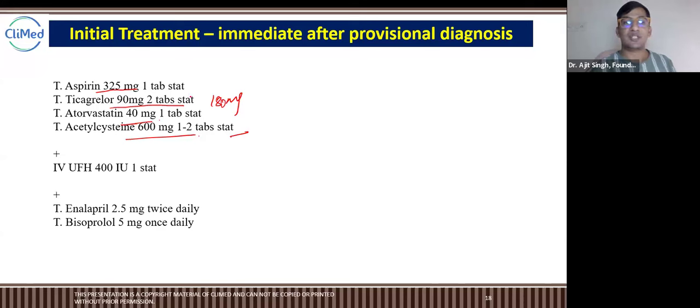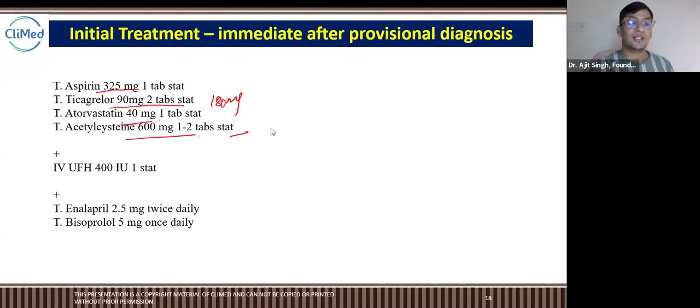Why 180 mg? Why 320 mg? What is the dose of aspirin? Tell me, what is the normal dose of aspirin? Fast, guys, we have to finish it early. What is the normal dose of aspirin? 75 mg. Absolutely, 75 mg.